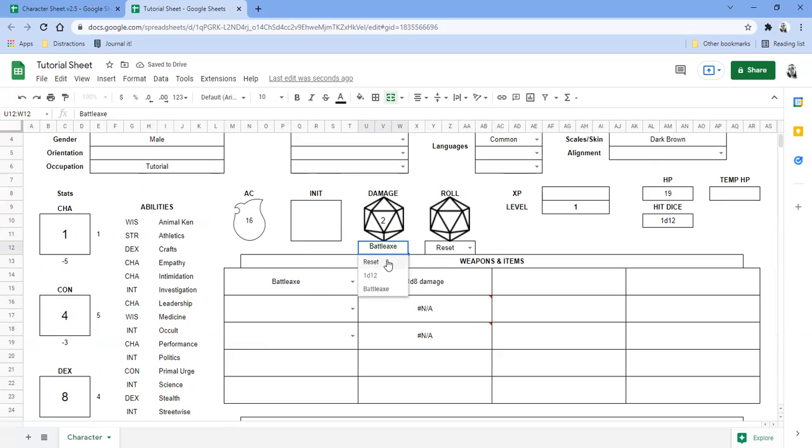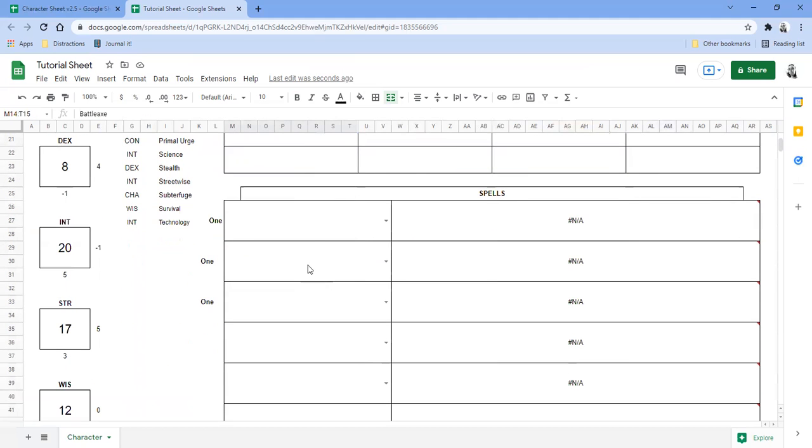Okay, so reset. So you have a battle axe. That one didn't do too much damage, didn't take away too many health points from the other character. Okay, so we went over health points, hit dice, and weapons. Now, cool things you can do. You get spells. You're welcome.